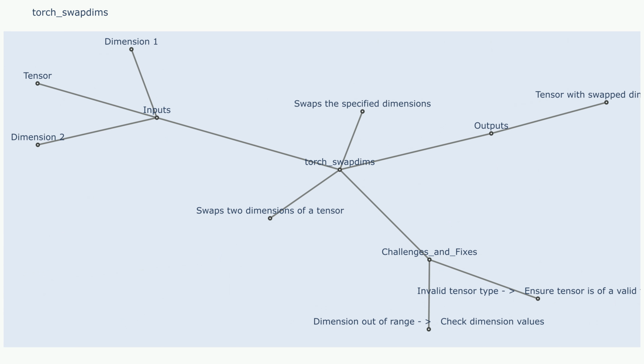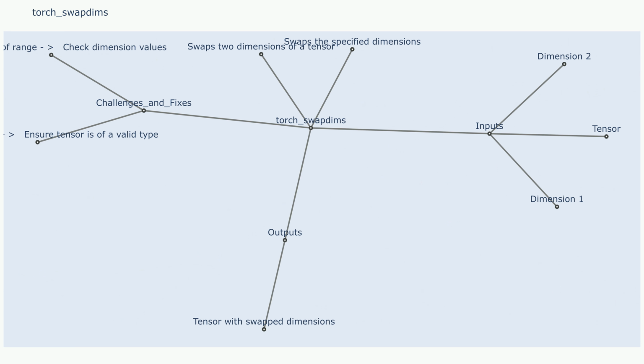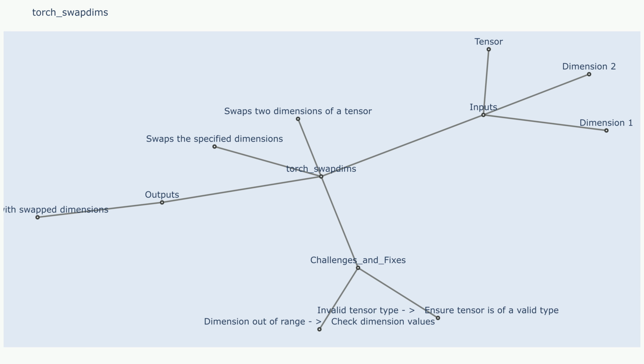Steps. Step 1: the function identifies the specified dimensions dim1 and dim2 within the input tensor. Step 2: the function rearranges the tensor by moving the data associated with dim1 to the position originally held by dim2, and vice versa.